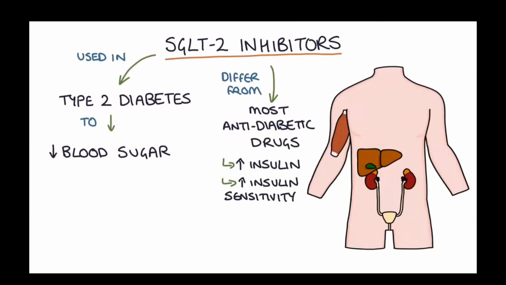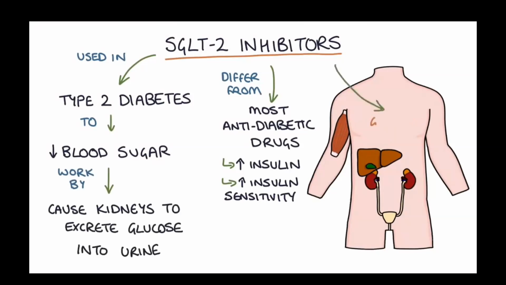However, SGLT2 inhibitors work slightly differently. They work by causing the kidneys to excrete glucose into the urine. And by excreting glucose into the urine, you reduce the amount of glucose or sugar that's in the blood and the rest of the body.